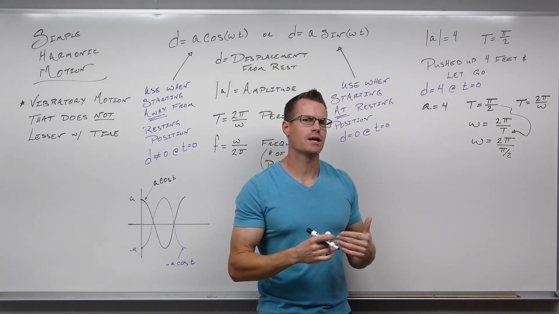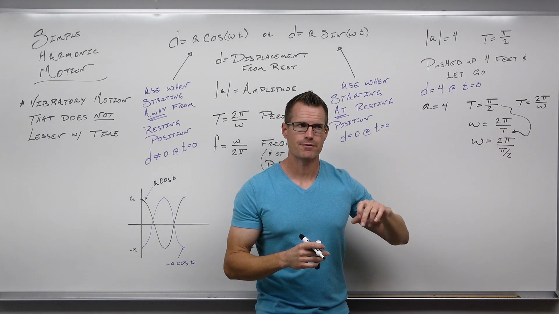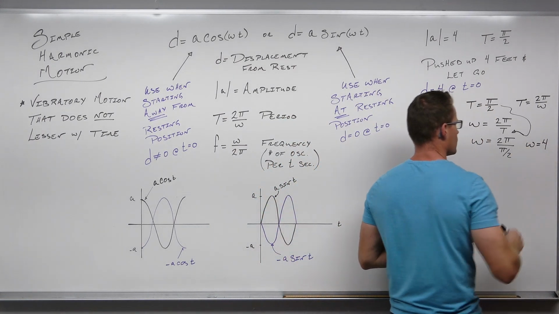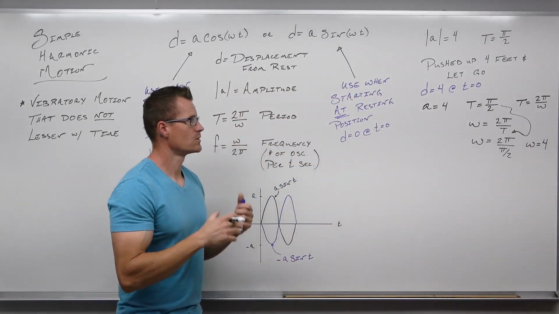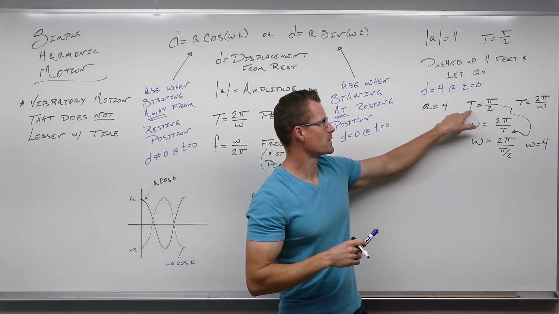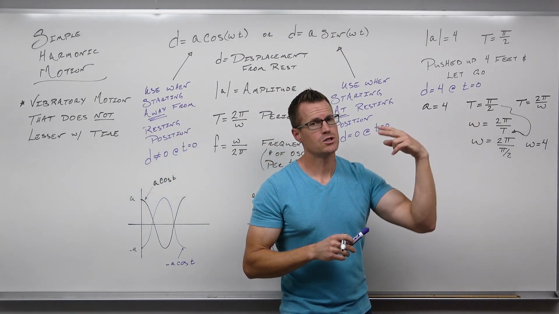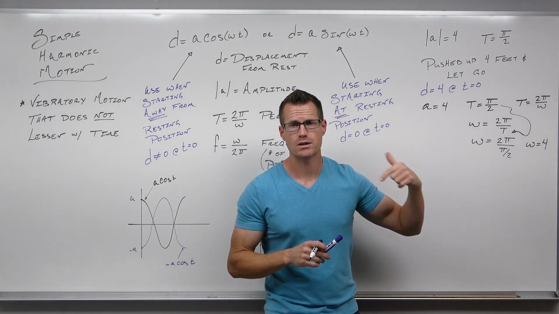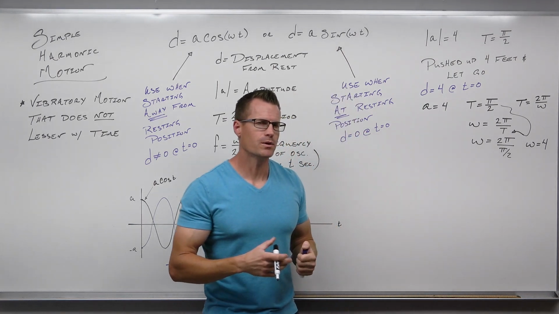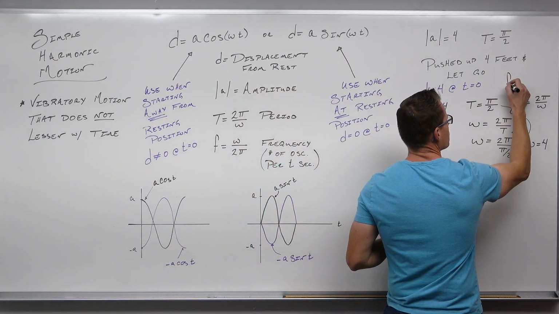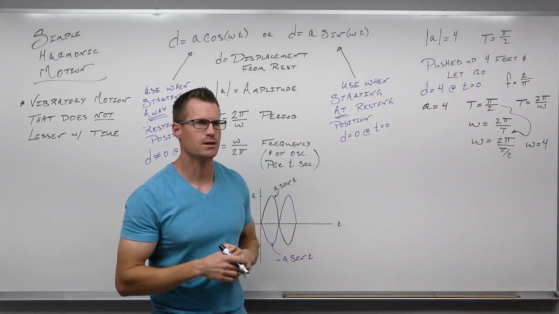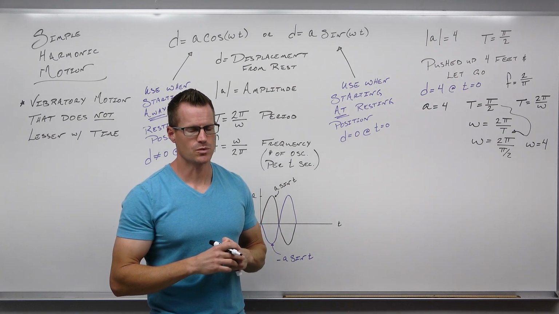In our case, our pi's are going to cancel. We're going to get 2 divided by 1/2. That's 4. Omega is just 4. If you wanted to figure out your frequency, if you were ever asked for that, because your period is pi over 2, your frequency would be 2 over pi. There would be 2 over pi oscillations per second. That's how you find frequency. It's not asked for right now, but you could find it. That'd be 2 over pi oscillations per second, so less than 1 oscillation per second.